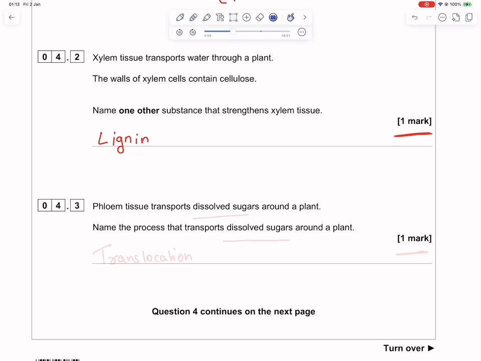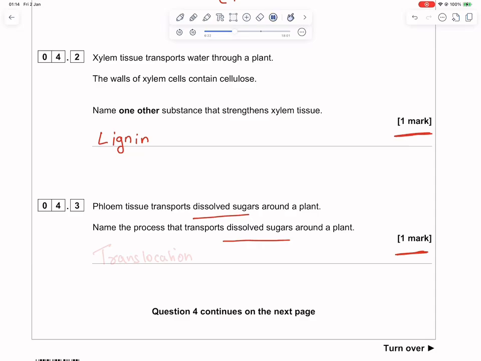Now again, it's a 1 marker question, so I'm not expected to write more than one word or a maximum of a sentence. Now here we are talking about phloem tissue. It transports dissolved sugars around the plant. Name the process that transports dissolved sugars around the plant.